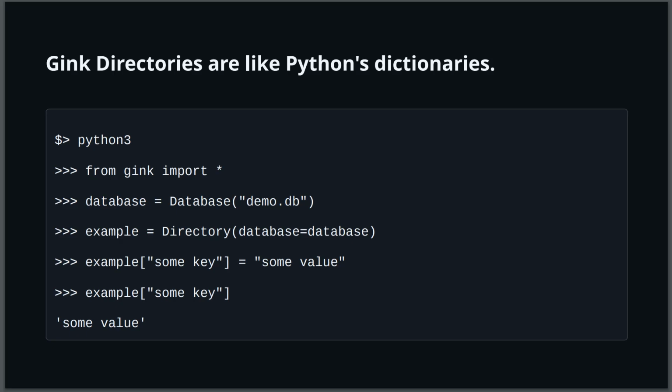Gink directories are like Python dictionaries. So in this example, I'm just creating a database object. demo.db is the file name that the database is going to be in. I create a directory that's just named example, and then I can set some key equal to some value there, and you can get it back out using the bracket notation that you can typically use with other mapping things like dictionaries.